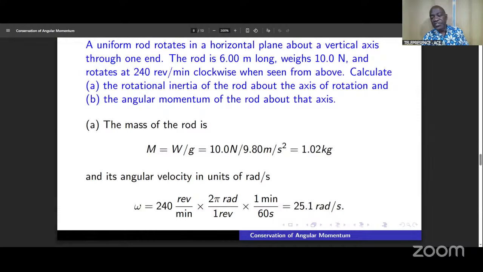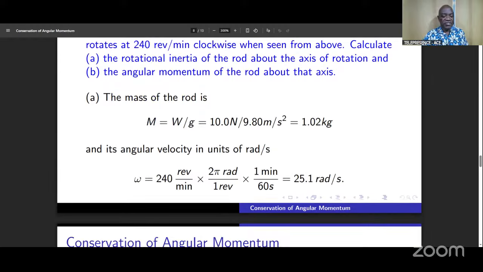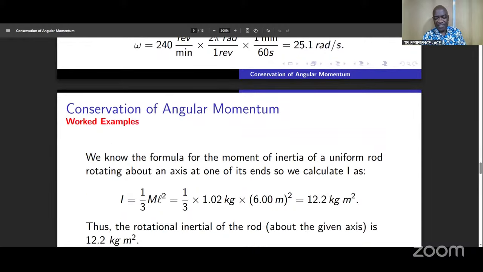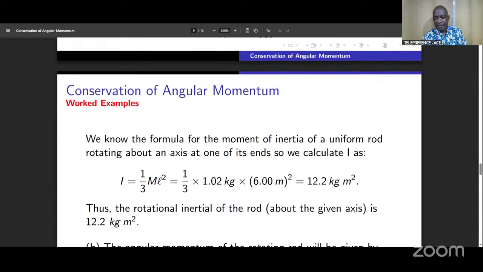So now that we know the angular frequency, we easily proceed to determine the angular momentum of the rod. This means that we need to determine first the rotational inertia, the moment of inertia. Okay. So the moment of inertia of this rod is given by 1 over 3 m L squared.